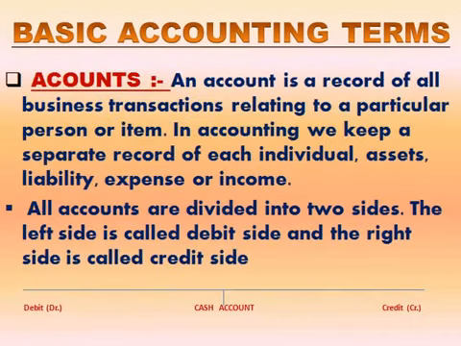We will discuss about the accounts. Account is a record of all business transactions related to particular person or item. In accounting, we keep a separate record of each individual asset, liability, expense or income. But before understanding about the debit and credit, it is essential to understand the meaning of accounts. All accounts are divided into two sides. The left side is called debit side and right hand side is called the credit side.